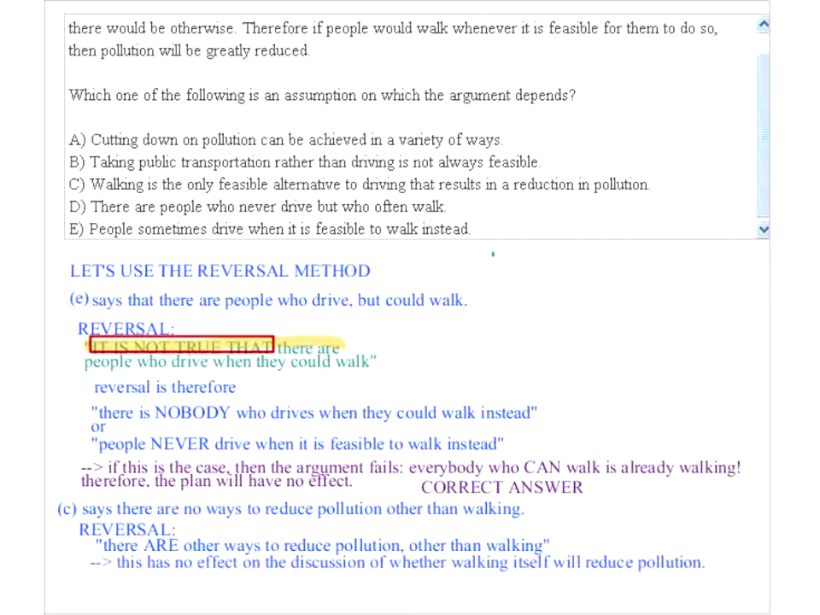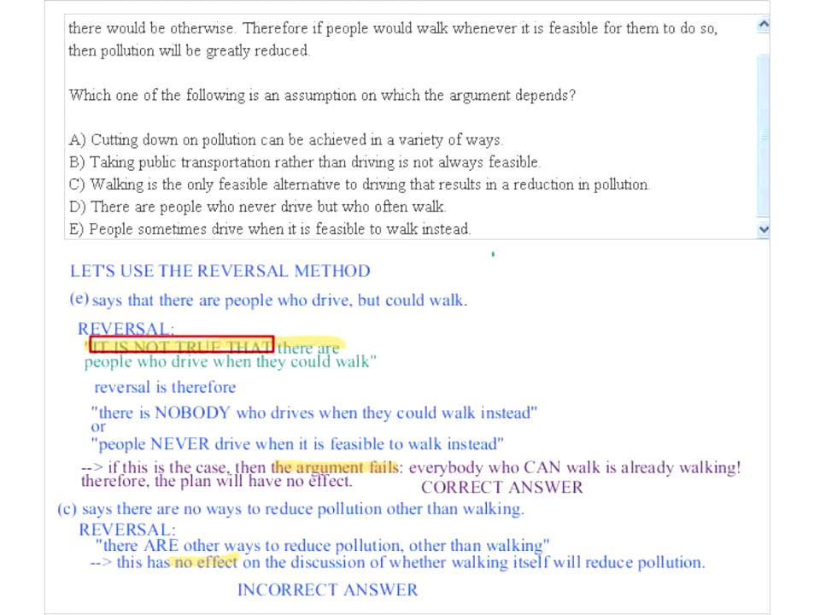In other words, if I'm just saying there are alternative ways of reducing pollution, that doesn't have any effect either way on the effect of walking. It's kind of like what we said about drugs. If I have a drug that kills pain, and if you tell me there are 25 other drugs out there that also kill pain, that doesn't have a negative effect on my first claim. If my drug kills pain, it still does, even if there are 25 other ways to do it too. So this has no effect, so that's an incorrect answer. This one causes the argument to fail if you reverse it, so that's a correct answer. All right, let me see faces here.